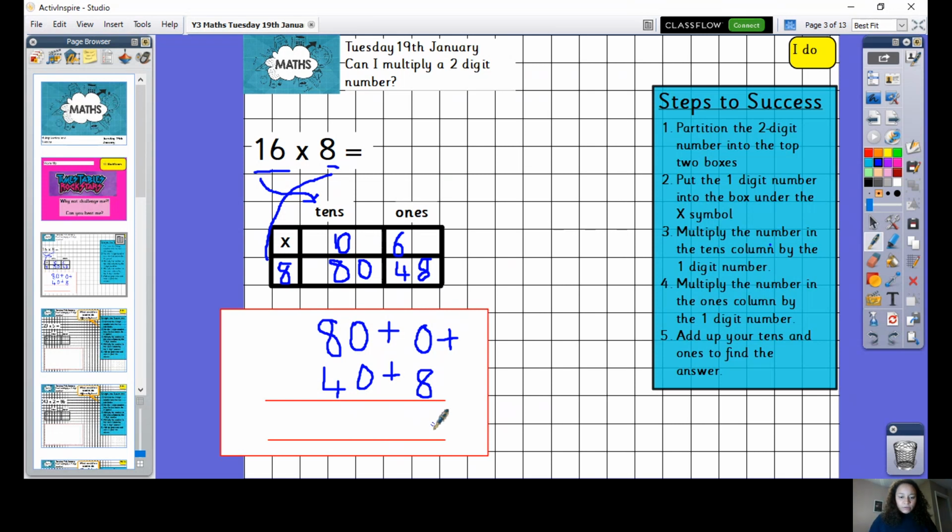I go to my ones column, I'm going to do 0 plus 8. Oh, that one's okay, that gives me 8. Do my add sign. And now I'm going to do 80 plus 40. I start with 80 in my head, and I'm going to add on 4 tens, so I can count in tens, because I know that 40 is 4 tens. So 80, 90, 100, 110, 120.